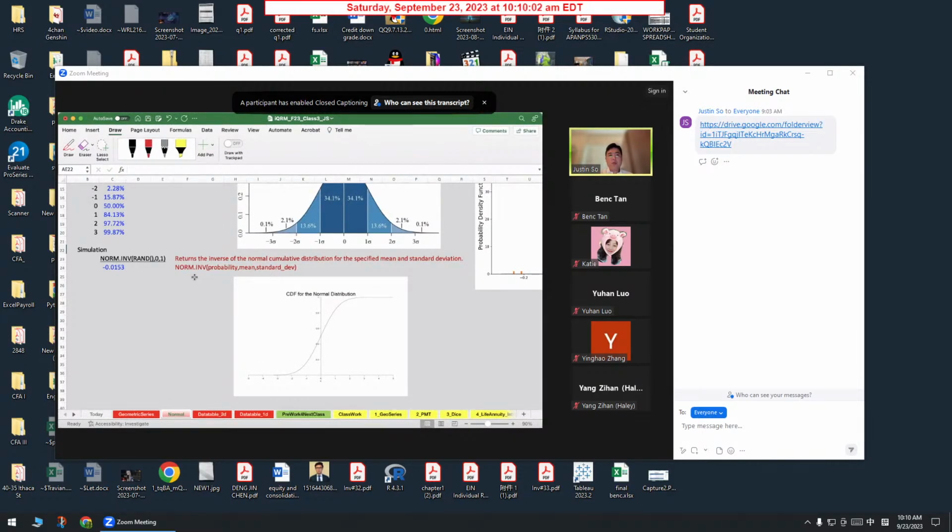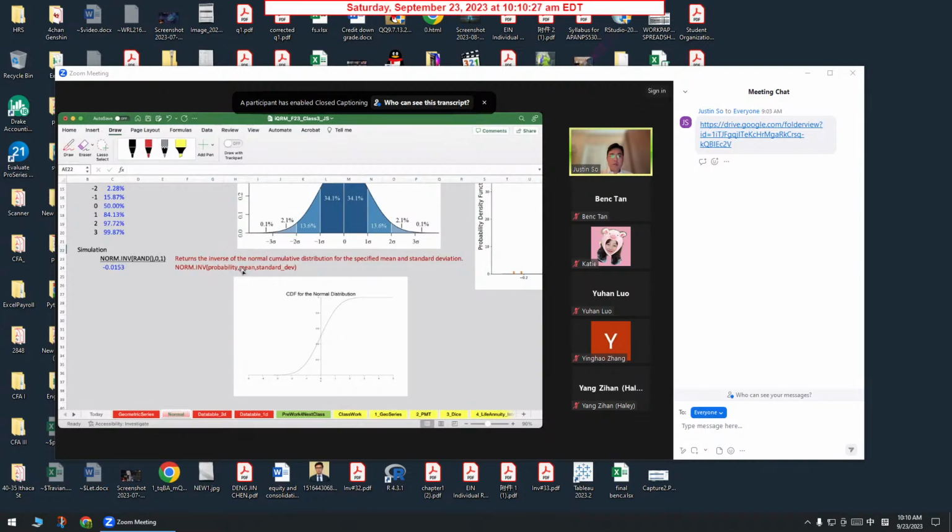Oftentimes we can use this one for the probability, right? Because probability is the same, even though it includes 100%, or 1, the value is between 0 and 1, inclusive. So you can choose a random probability using the random function. Now, what is norm inverse?